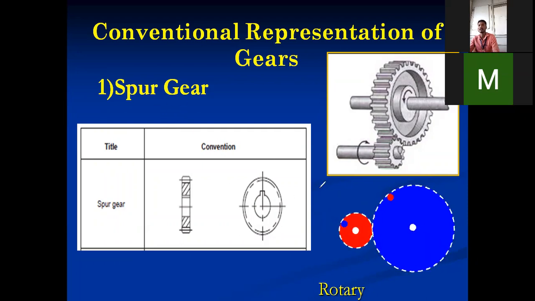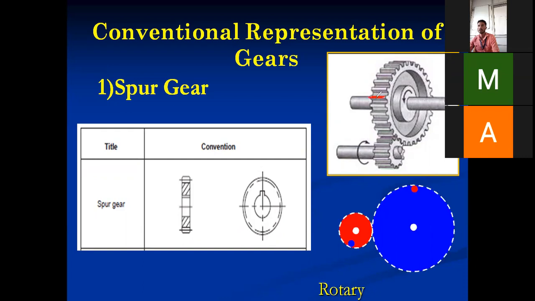So what is spur gear? Teeth are cut parallel to the shaft axis. Means these are parallel. Are you remembering? I am highlighting here. These teeth are parallel to the shaft axis, then another one parallel to the shaft axis. Here it is a shaft, and for this shaft, teeth are cut parallel to it. That's why it is called spur gear.